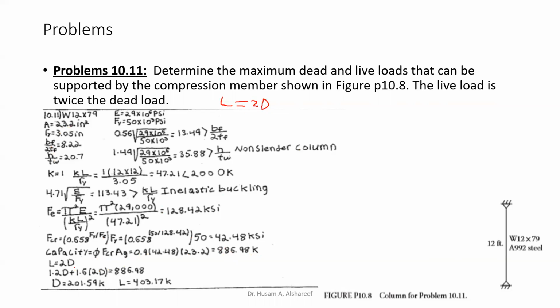So now remember, we want to find the dead load and live load, and our live load is 2 dead load. So 1.2 dead plus 1.6 times, this should be live load, right? 1.6 live load, the load combination. So we substitute the L by the 2D equals the capacity. Then just a simple simplification, the dead load is 201.59 kips. Then we just multiply this value by 2, and it gives us the live load, and this is how we find the answer.